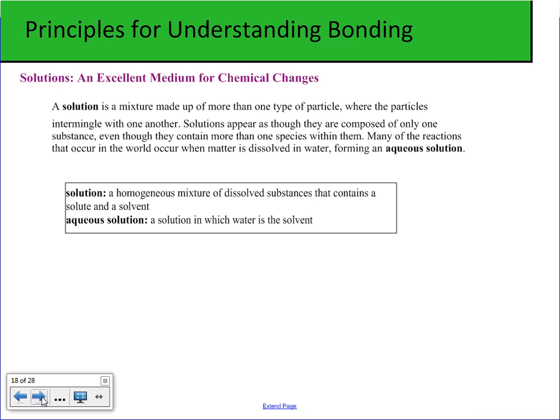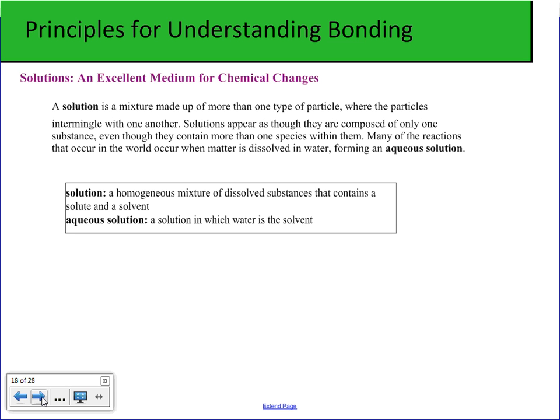A solution is a mixture made up of more than one type of particle. When the particles intermingle with one another, solutions appear as though they are composed of only one substance, even though they contain more than one species within them. Many of the reactions that occur in the world occur when matter is dissolved in water, forming an aqueous solution. So a solution is a homogeneous mixture of dissolved substances that contains a solute and a solvent. Then an aqueous solution is a solution in which water is the solvent.